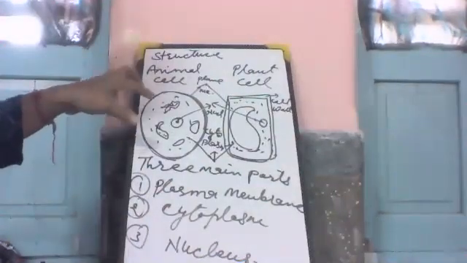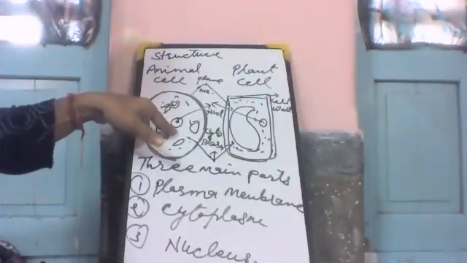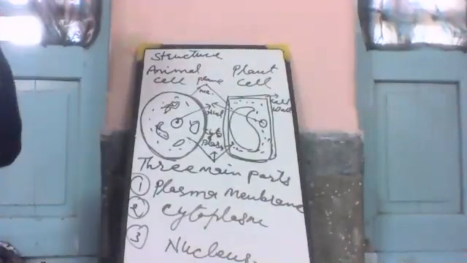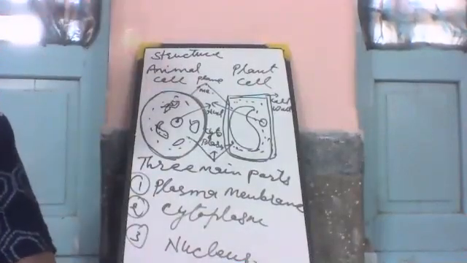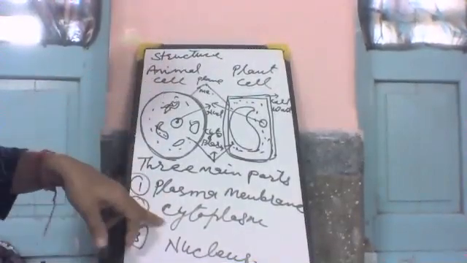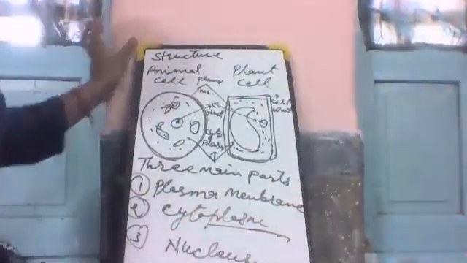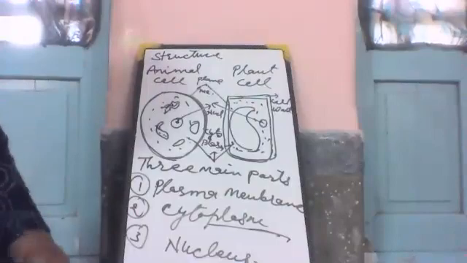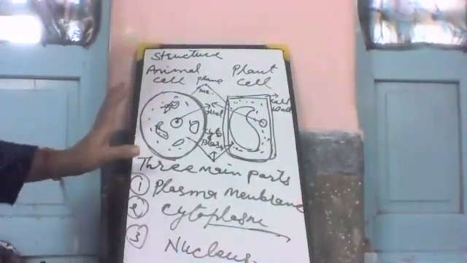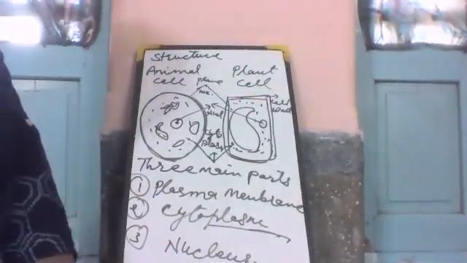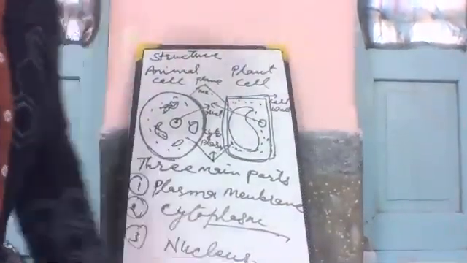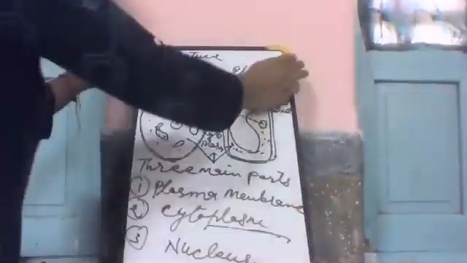Here we can see a difference. In the animal cell, the nucleus is present at the center, but in the plant cell, it is at the side, not actually in the center. And except this, there are different organelles present in the cytoplasm. These organelles are mitochondria, Golgi body, endoplasmic reticulum, vacuoles, etc. We will learn about that. First, we have to have a look at the plasma membrane.